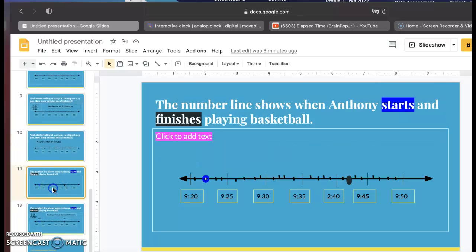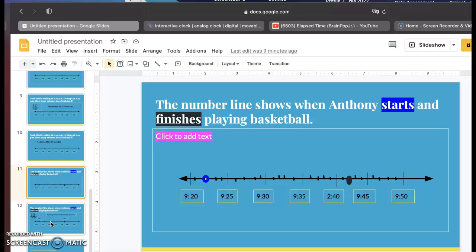So now I want you guys to do it on your own. But this time we're getting the number line already completed. So the number line shows when Anthony starts and finishes playing basketball. This is when Anthony starts, and this is when Anthony finishes. So I want you guys to try it on your own. Give you guys a minute to do that. Remember, we have 2 ways that we can do it, just like we did with the previous problems.